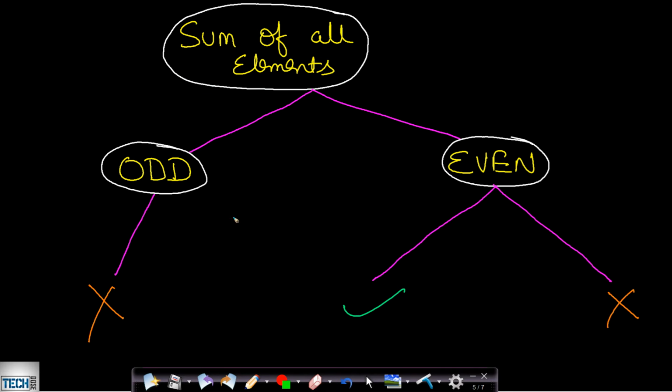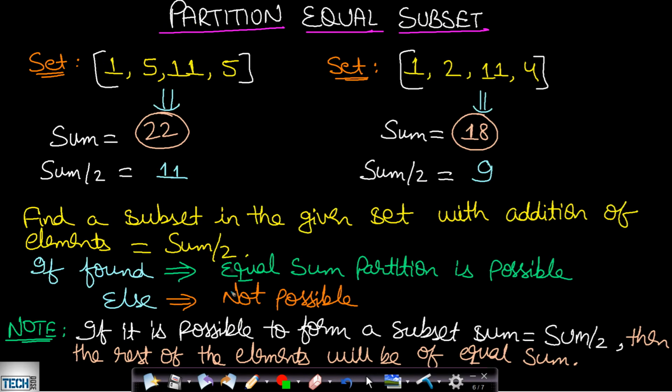Okay, so we can say that if the sum of the elements is odd, then it will definitely not be possible to find an equal sum partition. Otherwise, if the sum of elements is even, then it may or may not be possible to find an equal sum partition in a given set. Okay, now let's see a very important observation.